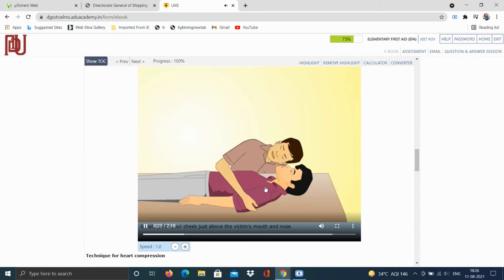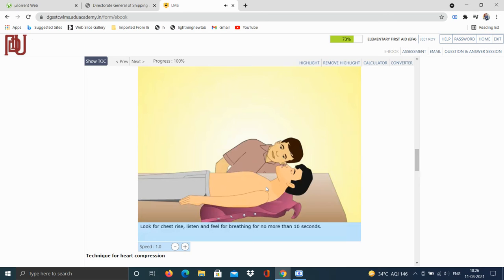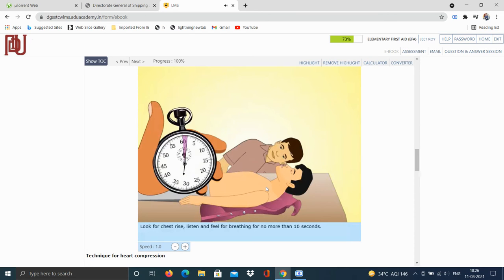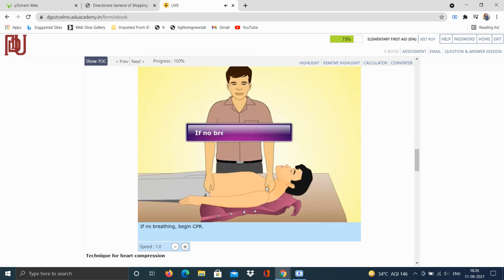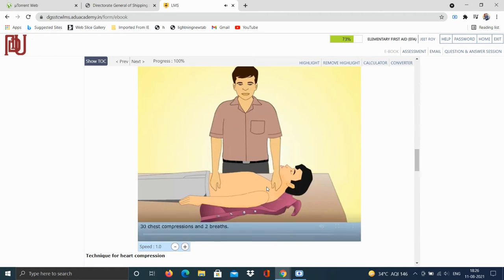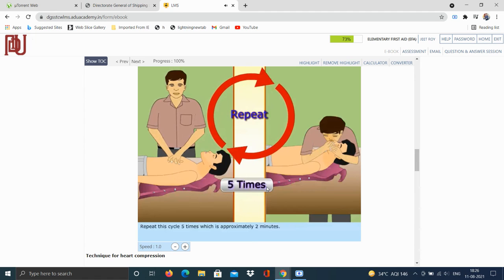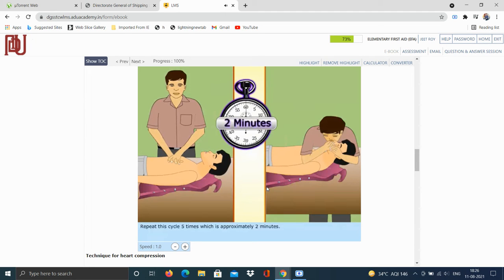Simply place your cheek just above the victim's mouth and nose. Look for the chest rise. Listen and feel for breathing for no more than 10 seconds. If no breathing, begin CPR. 30 chest compressions and 2 breaths. Repeat this cycle 5 times, which is approximately 2 minutes.